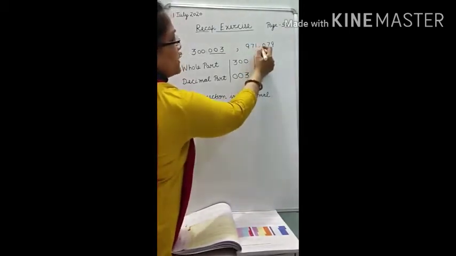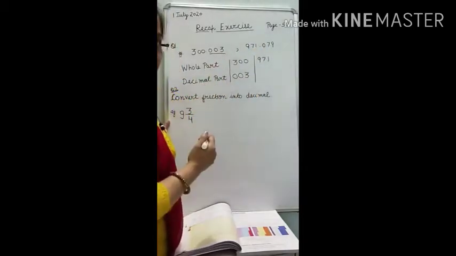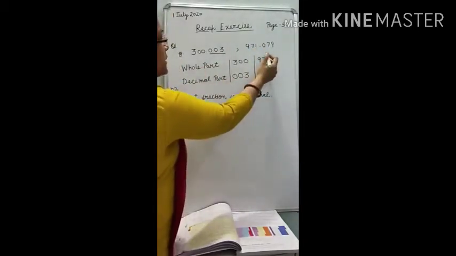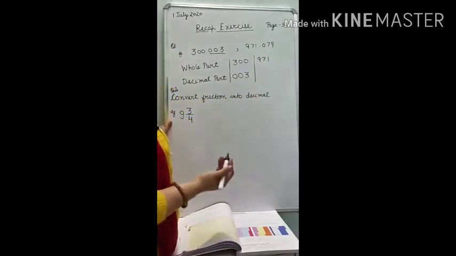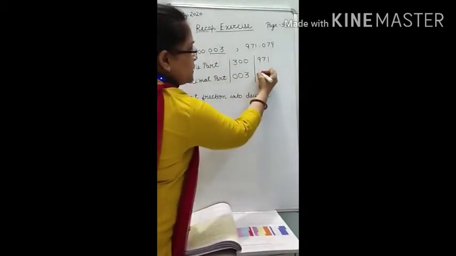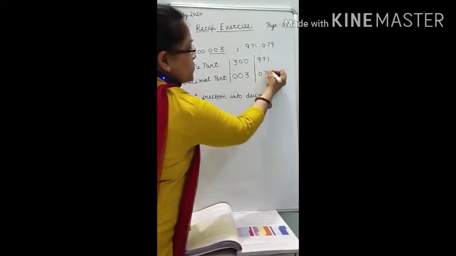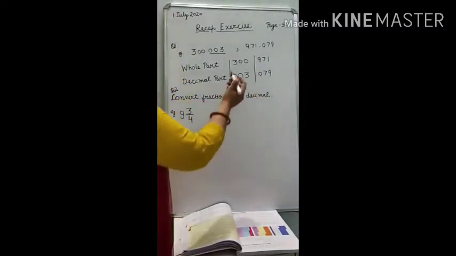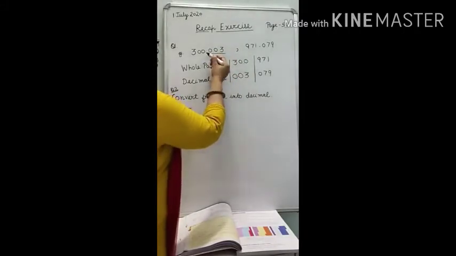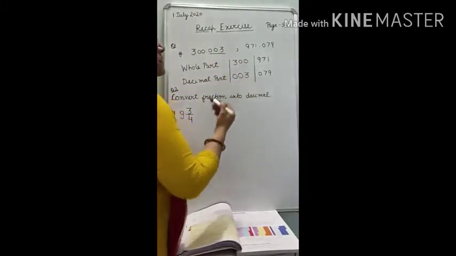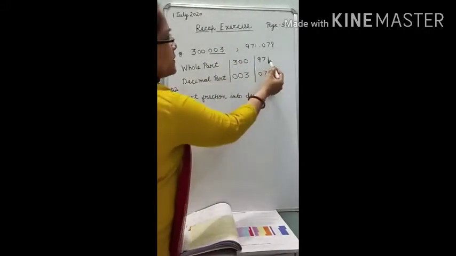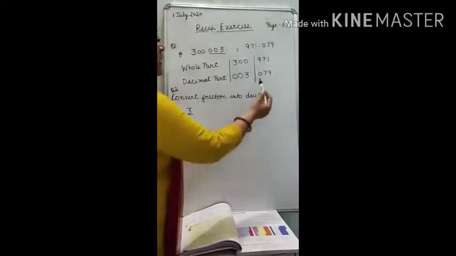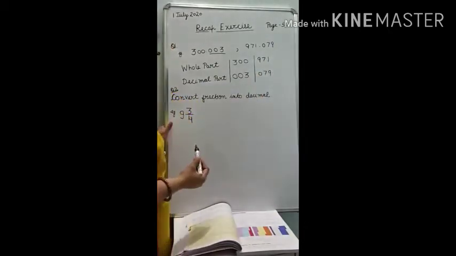971. The number which is on the left side of the decimal is the whole part and the digits after the decimal point are the decimal part. So here the decimal part is 079. Yes. 300 is the whole part. 003 is the decimal part. 971 is the whole part and 079 is the decimal part.